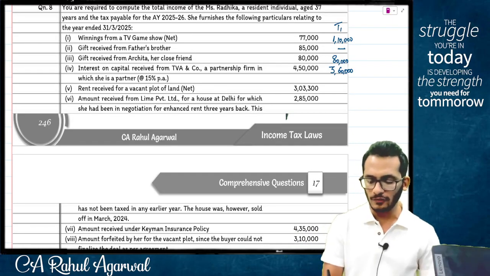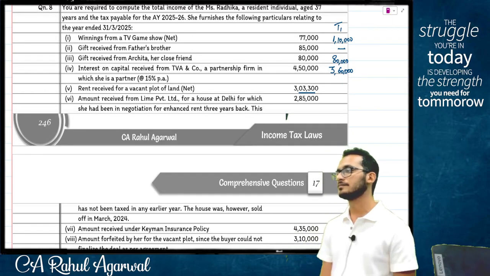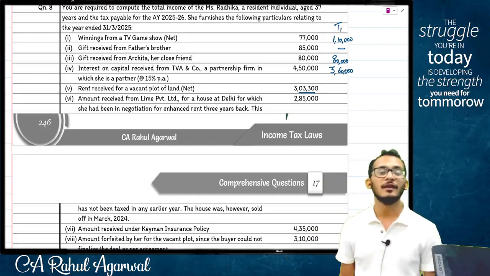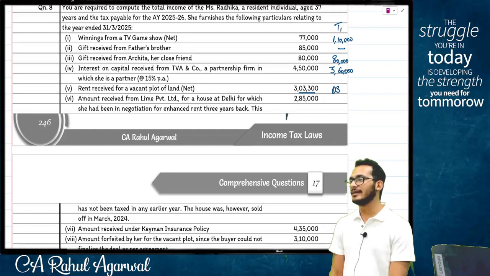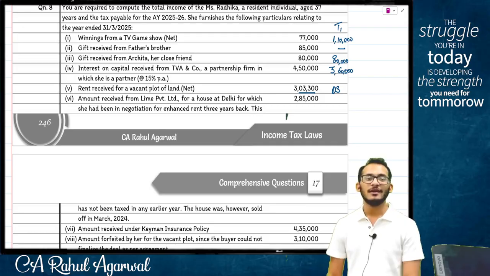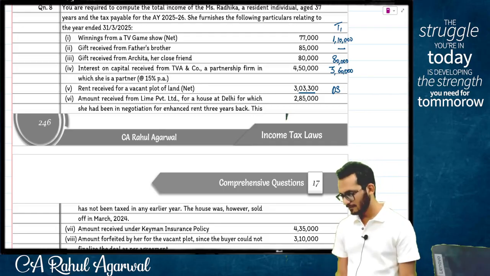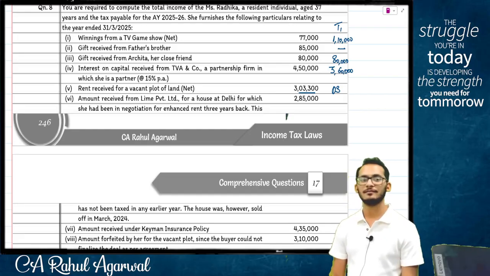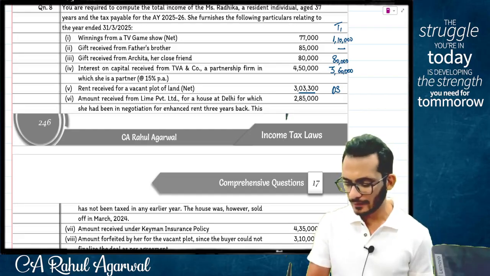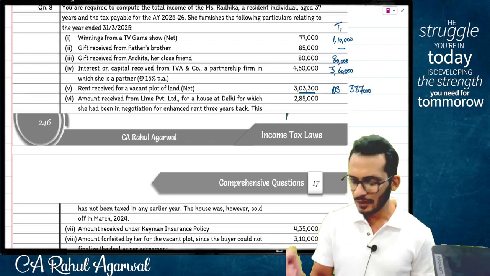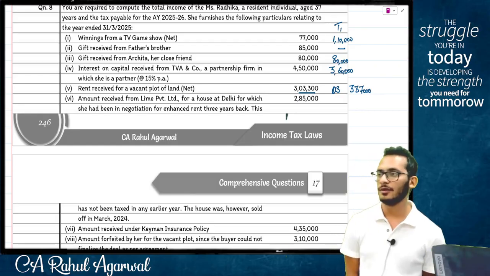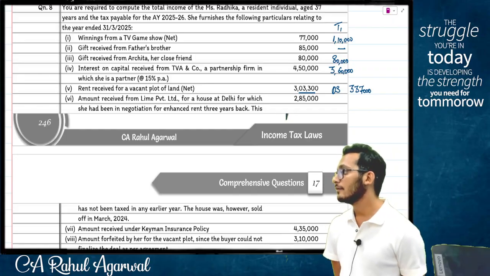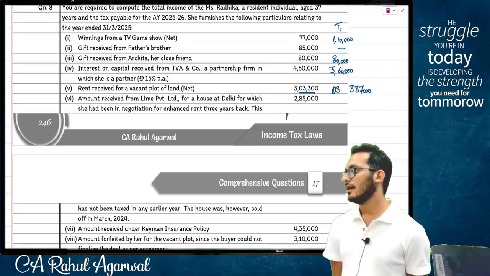Rent received from a vacant plot of land, 3,03,300. This is IFOS, but the problem is there is a TDS on this. People, if you don't know the rate, 3,37,000 becomes the number. Yes, this is section 194I. We will be discussing it in subsequent classes. Section 194I says you will get a TDS at the rate of 10% on all renting of properties. Vacant land. There is no house.